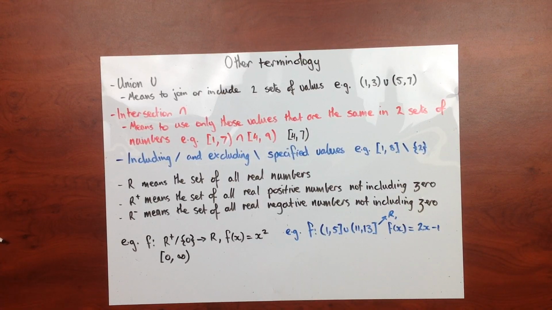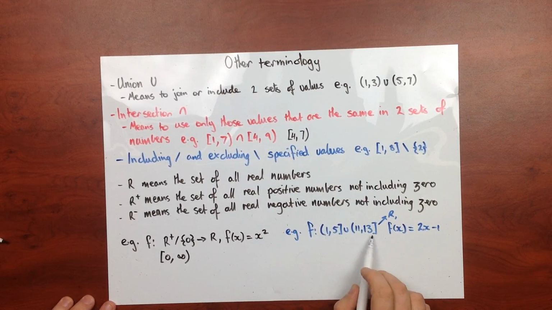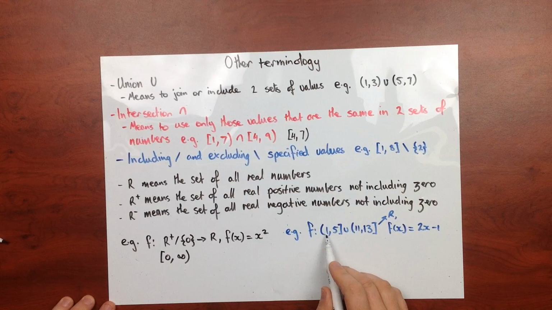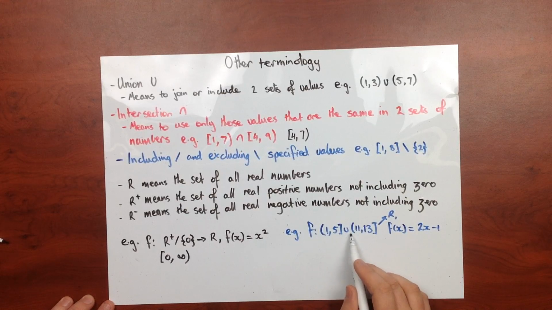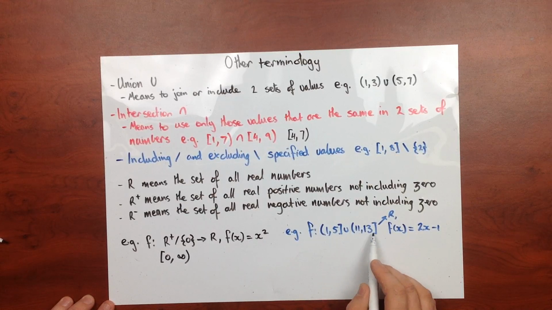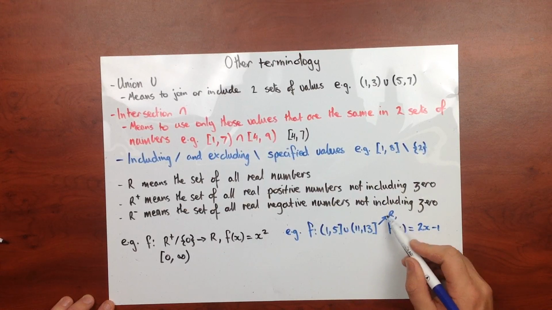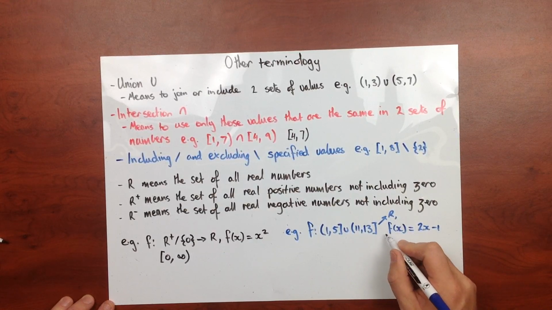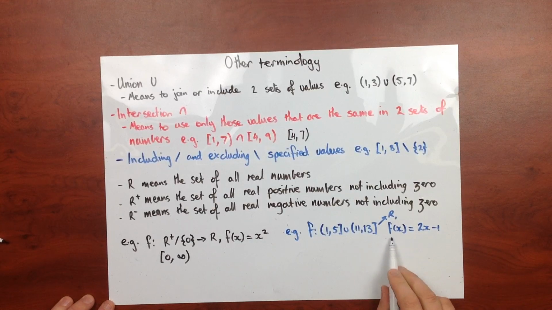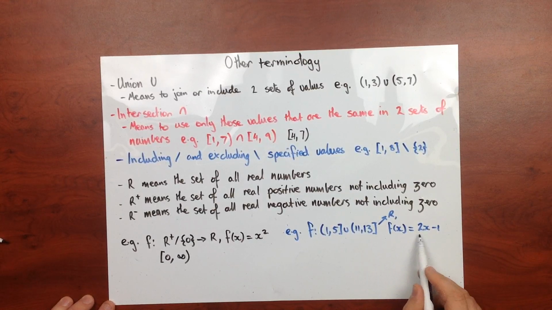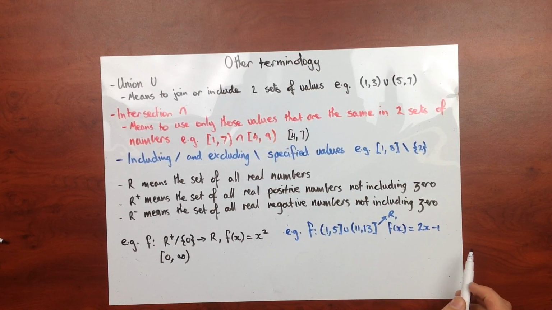For this one, we've got f, again, defining our function. Now, our domain here, right, is defined as the values between 1 and 5, not including 1, including 5, and the values between 11 and 13, not including 11, but including 13. Our codomain would still be R. Right, as I said, we're never going to see anything different in the scope of the methods course. And our function this time is f of x equals 2x take 1. Okay.